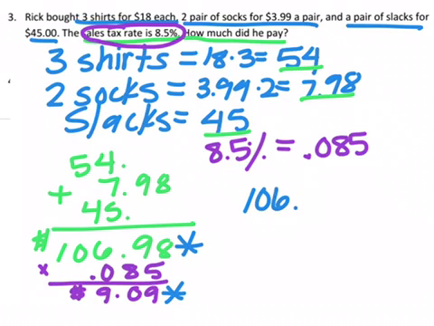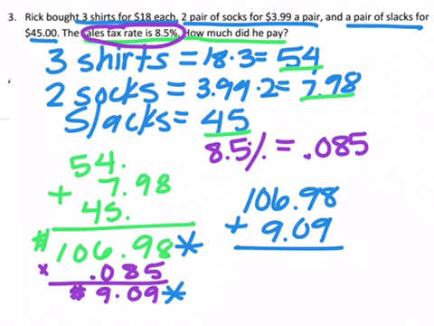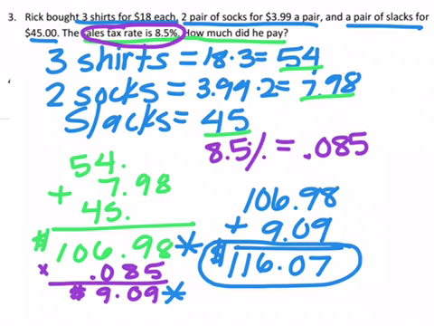So you add $106.98 plus $9.09. When you add them together, you end up getting $116.07. That is the total amount that Rick will pay with all of his clothing and with the sales tax at the end. The rest of the examples are just like this. You guys will work through all of them and help each other if needed, but you just need to find percentages of different items and then add them to your price if needed. Make sure you underline and circle important parts of your problem.